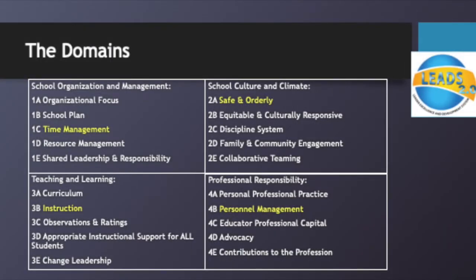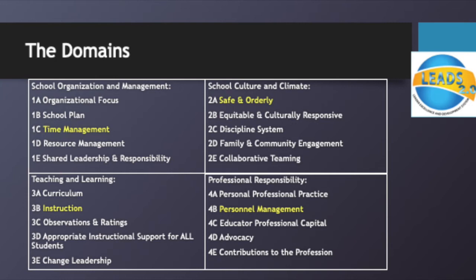And with that, we're going to take a look at the 4 domains. If you still need a little more time to discuss the definitions from the previous slide, you can always hit the pause button and continue that conversation. Let's check out the 4 domains.